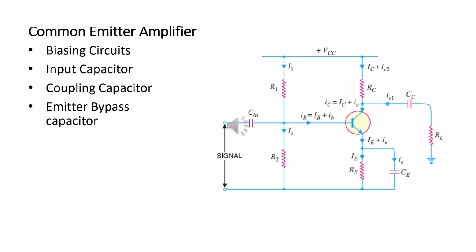Then we have got the signal to be amplified, and that is given to the input of the transistor through an input capacitor Cin.